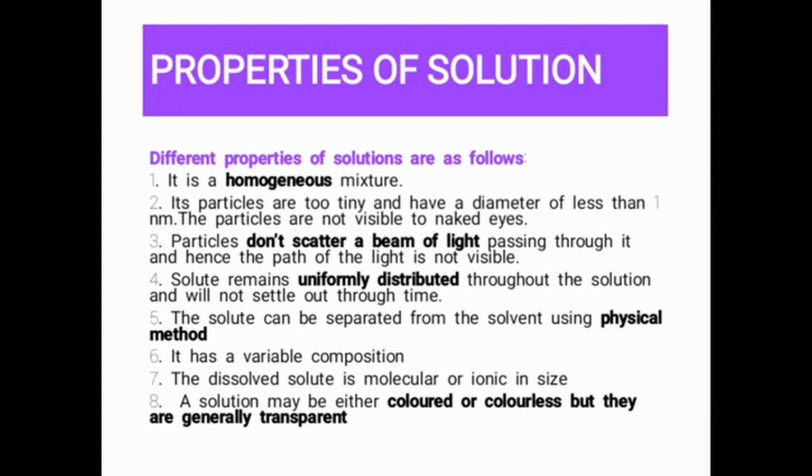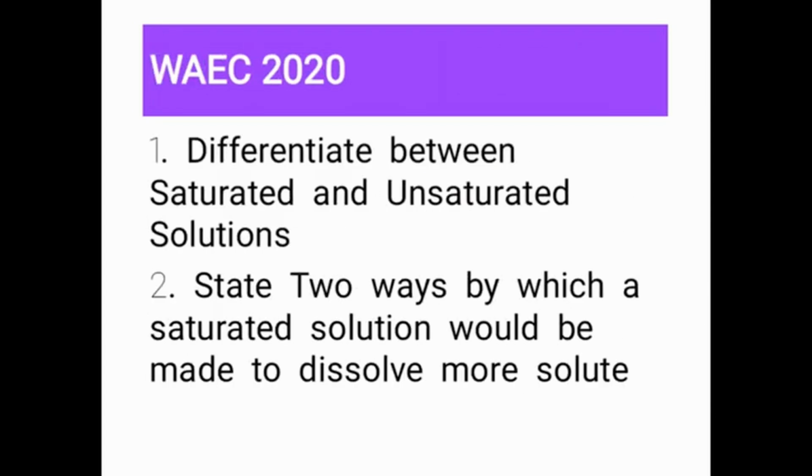So let's take a look at one question from WAEC. WAEC 2020. Number one, differentiate between saturated and unsaturated solution. And number two, state two ways by which a saturated solution would be made to dissolve more solute. Because you said it cannot dissolve more solute. The solvent cannot dissolve more solute at that temperature. So how can you make a saturated solution dissolve more solute? Take 1 minute to answer this question.